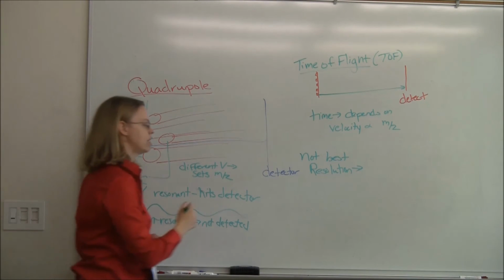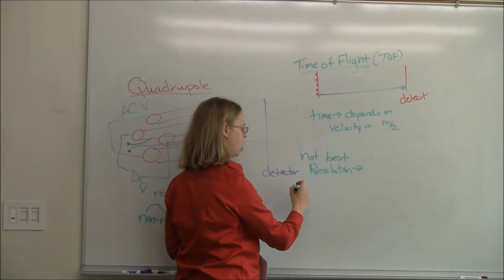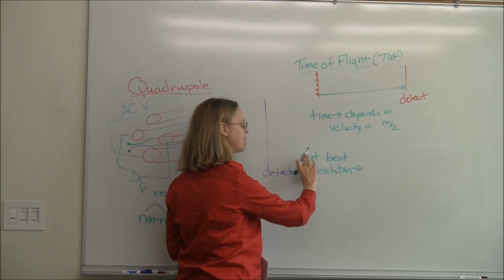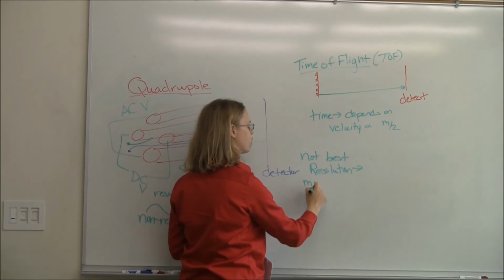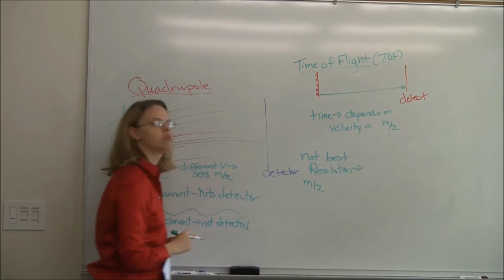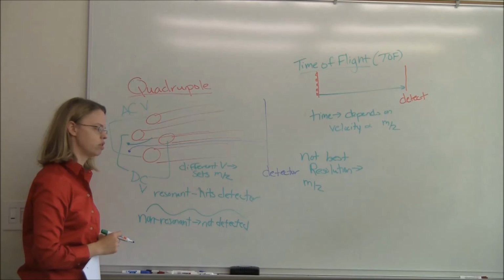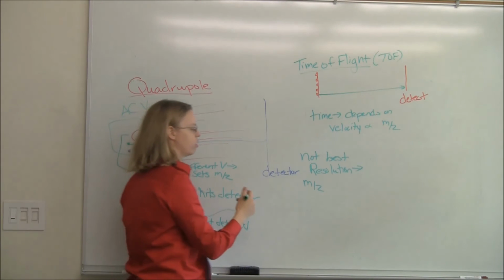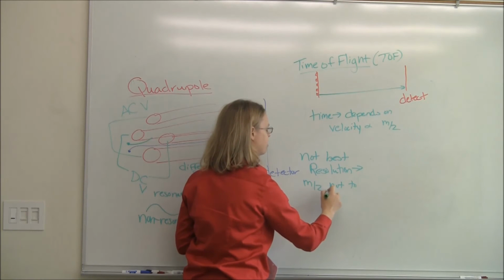The other thing is that quadrupoles, so by not the best resolution, I want to explain that just a little bit more, it means that we can't differentiate things to 3 or 4 decimal places, like I told you in the last lecture that we could do. So the M over Z's are good, but not to lots of decimal places.